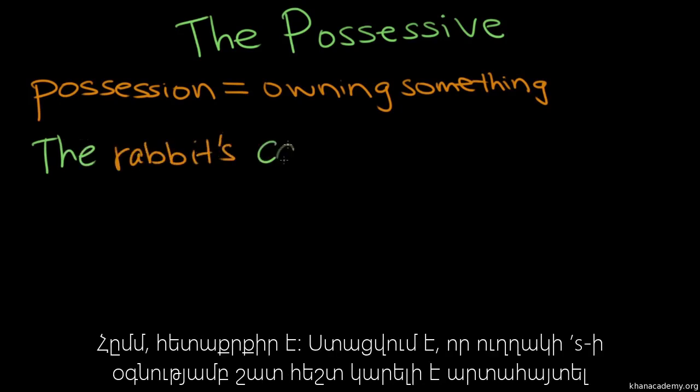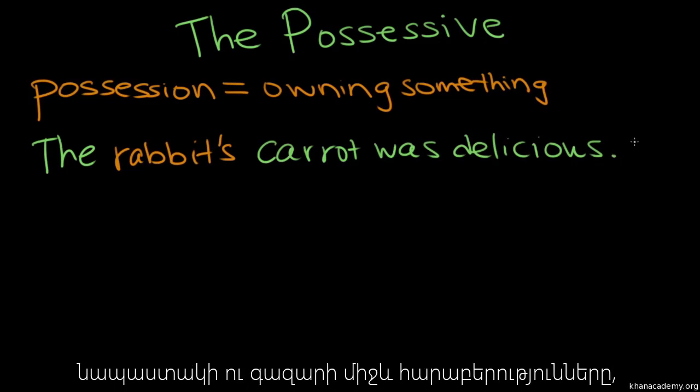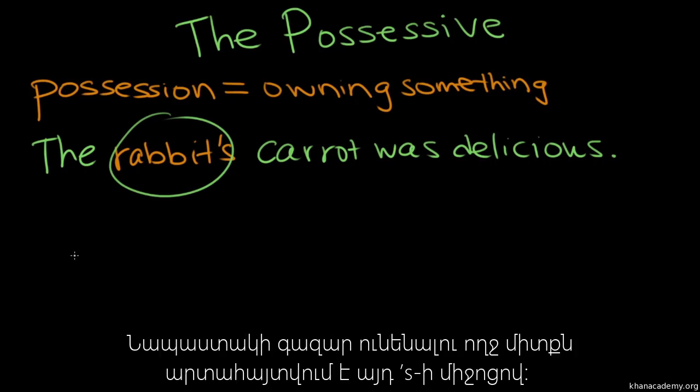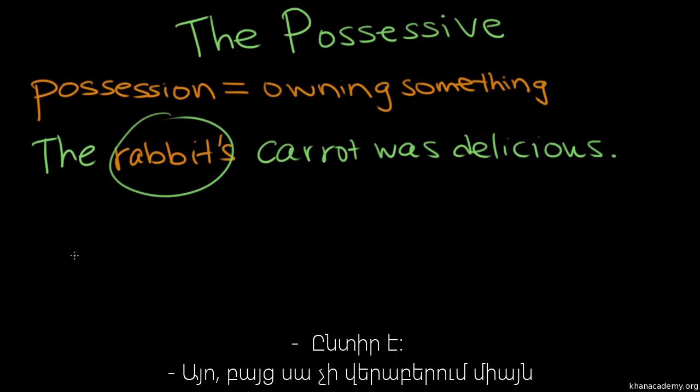Oh, interesting. So there's a lot of information contained within that little thing, the rabbit's. Because you're expressing the relationship between the rabbit and the carrot just with that little apostrophe S that contains so much information in it. Yeah, the whole idea of the rabbit owning the carrot comes from that apostrophe S. That's super cool. Yeah, it's a pretty big deal.